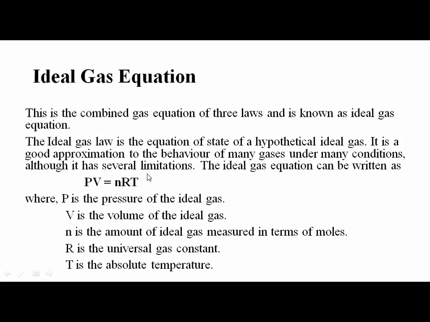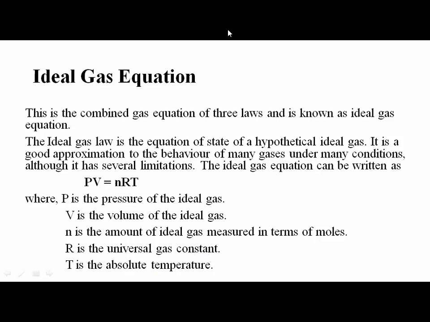And this is the equation: PV = nRT, where P stands for pressure of the gas, V stands for volume of the ideal gas, n stands for amount of ideal gas measured in terms of moles, R stands for universal gas constant, and T is the absolute temperature. So this is all about the ideal gas equation.